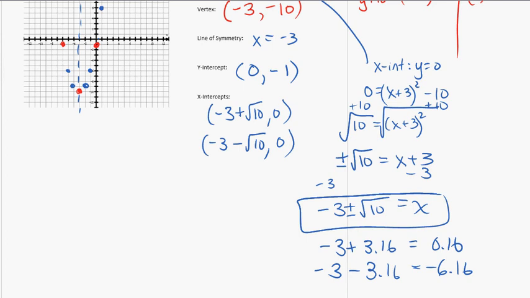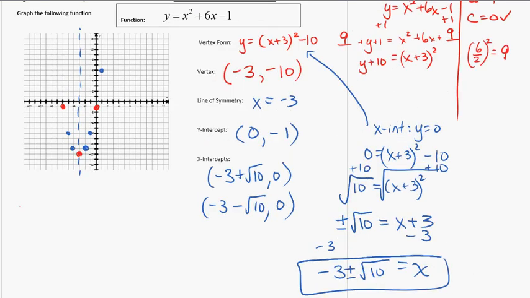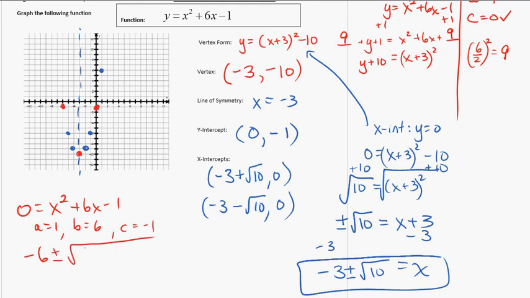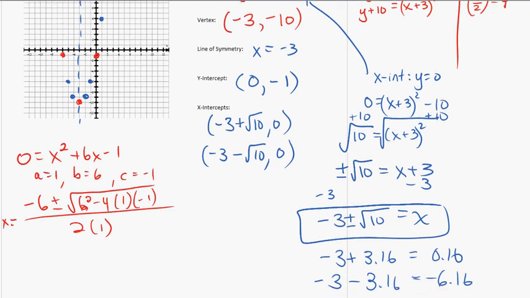If you'd like to continue and see me do this quadratically, you can see that as well. 0 equals x squared plus 6x minus 1. So my a value is 1, my b value is 6, my c value is negative 1. So minus b plus and minus the square root of b squared minus 4, that's a 6 by the way, b squared minus 4 times a times c, all over 2 times a equals x. So I solve that, and I get minus 6 plus and minus the square root of 36 plus 4 all over 2.